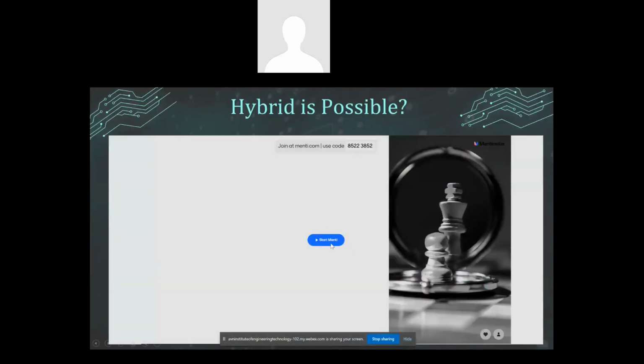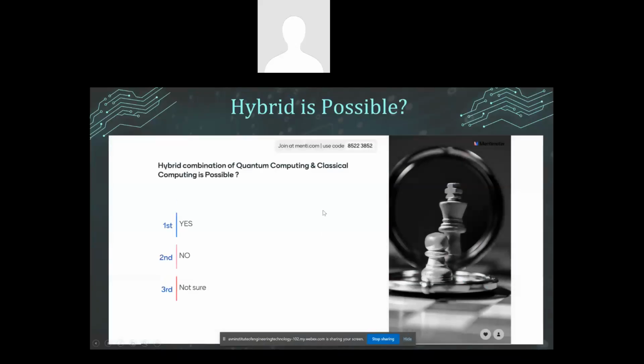One more question: is a hybrid combination of quantum computing and classical computing possible? Earlier we said quantum computing will not replace classical computing, but is a hybrid possible or not?